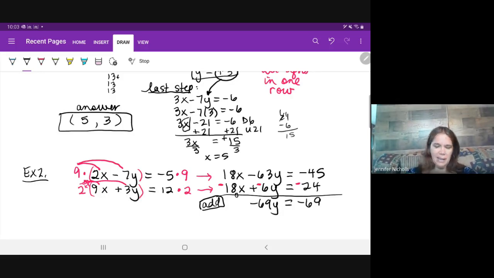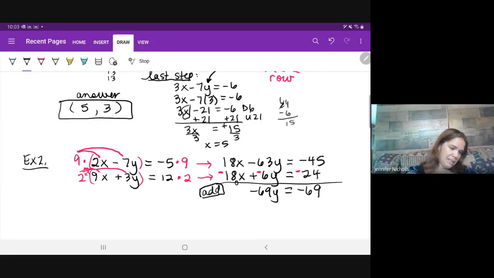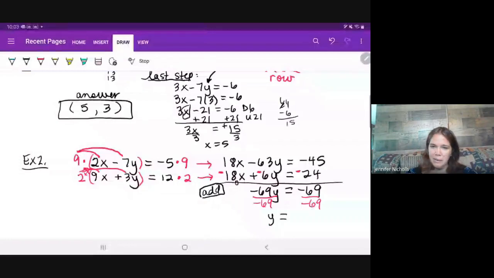Okay, -69. Okay, that's so funny, you guys. I just made up this question. The answer is 1, 1, and I just tried to make a question that was real easy to work out. And then I got this controversial number in the middle of my problem. Okay, y equals, what's a negative divided by a negative?